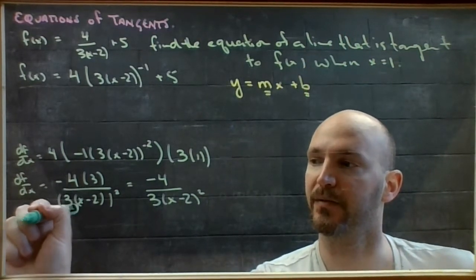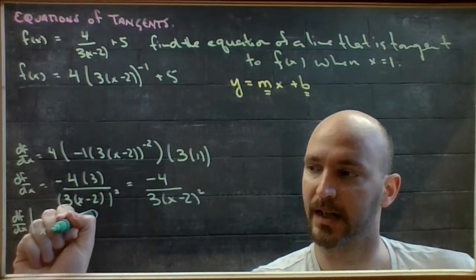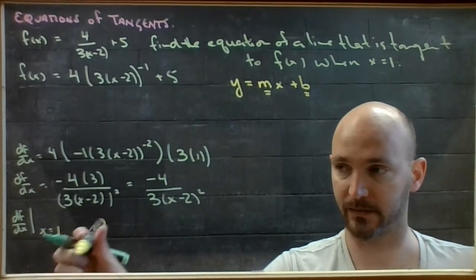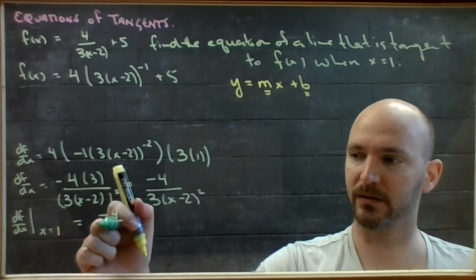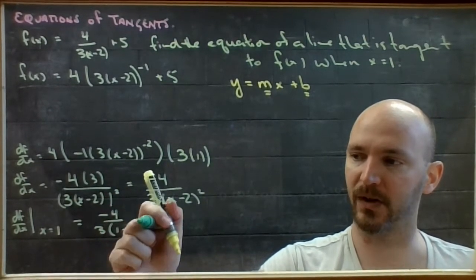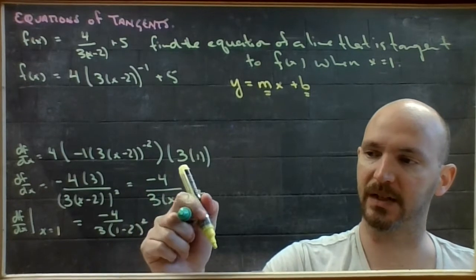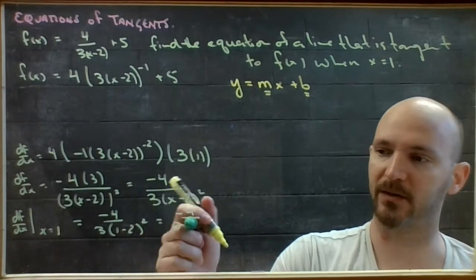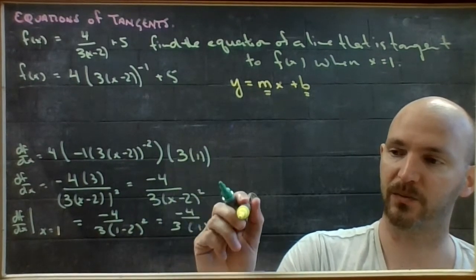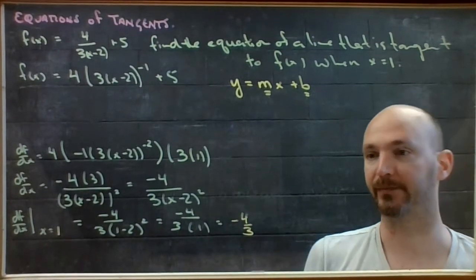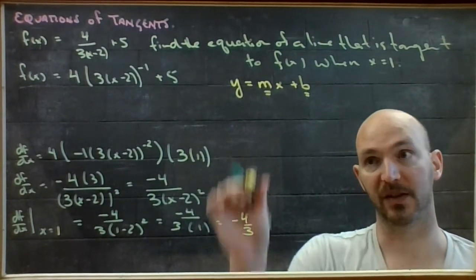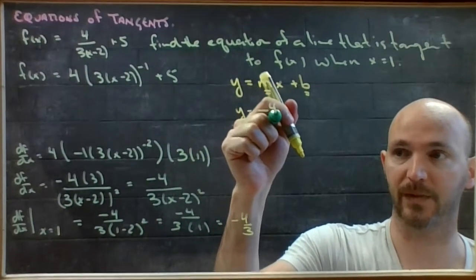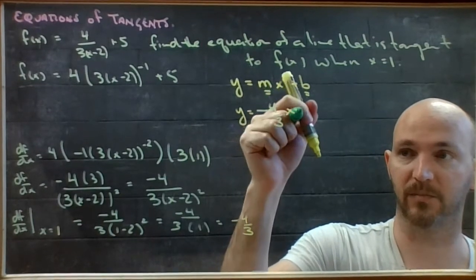So the derivative evaluated at x equals 1, that's how you write that, is negative 4 over 3 times 1 subtract 2 squared. 1 minus 2 is negative 1, and negative 1 squared is 1, so my slope would be negative 4 thirds. Alright, so I can plunk that into this equation. y equals negative 4 thirds x plus b.